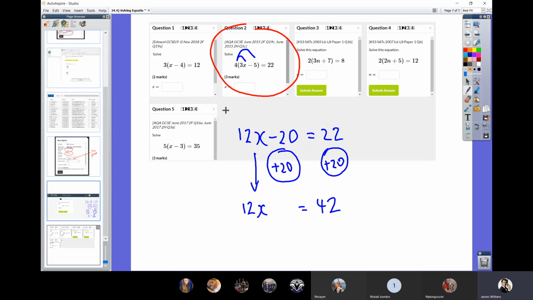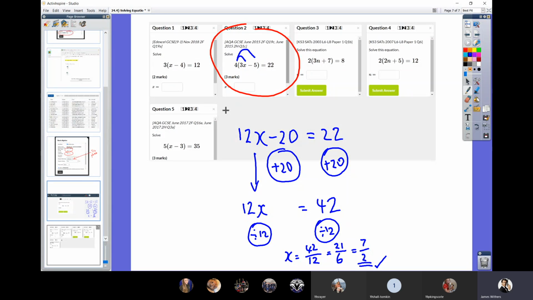And that gives us 12x equals 42. And then finally, how do you undo a timesing by 12? You divide both sides by 12. So x equals 42 divided by 12. Top heavy fractions are fine, but get it as simple as you can. So half top and bottom, we get 21 over 6. They're still divisible by 3, so that's going to be 7 over 2, and that's your final answer for number 2.